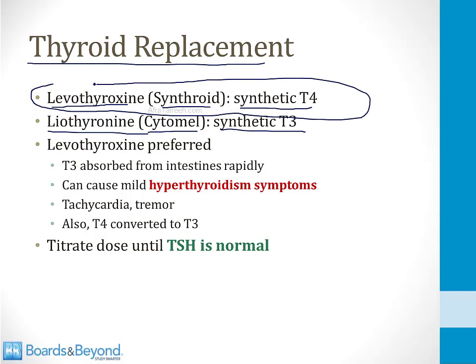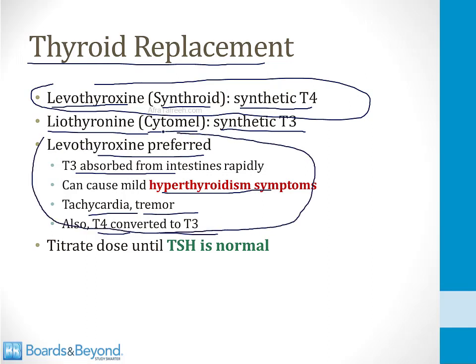The reason that Synthroid is preferred is for a couple of reasons. First of all, T3 is absorbed rapidly from the intestines, and this can cause mild hyperthyroid symptoms like tachycardia and tremor. In addition, as you know, T4 can be converted to T3 peripherally by the enzyme 5'-deiodinase. Therefore, if you administer T4, you also replenish T3 levels. So for all of these reasons, you will by and large only see people on Synthroid. You won't see patients taking Cytomel.